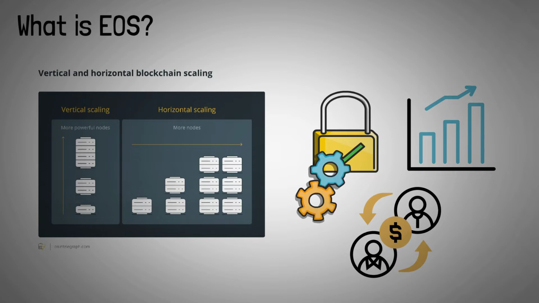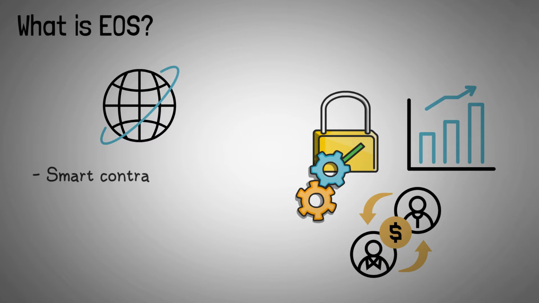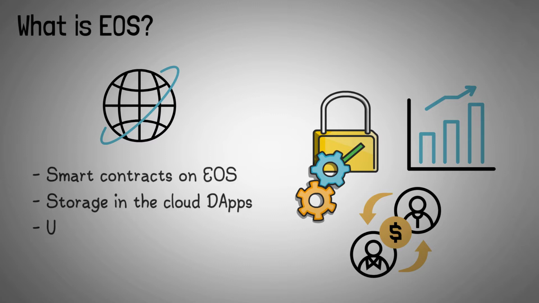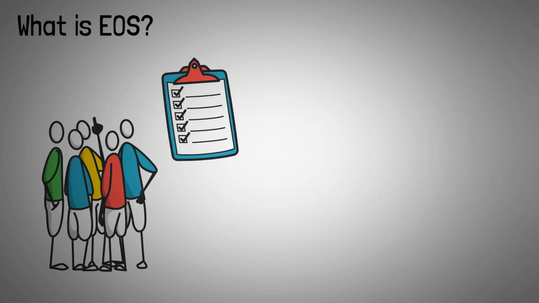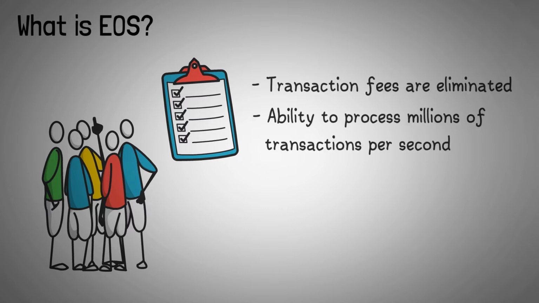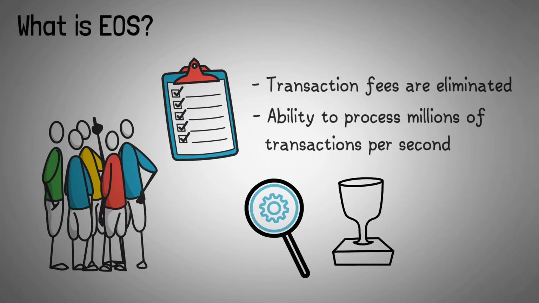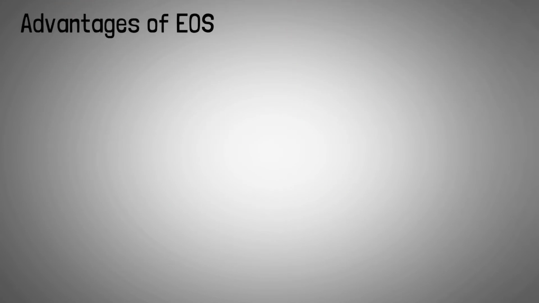It is a fully functional and secure blockchain platform for providing online services like smart contracts on EOS, storage in the cloud, dApps, and user authentication. EOS's creators and advocates have expressly highlighted the platform's most key selling points. Transaction fees are eliminated. The ability to process millions of transactions per second. Before delving into the EOS platform in depth, let's first explore the reasons for its success. So what are the possibilities for EOS? The solution consists of the EOS blockchain platform's technical features, so let's discuss them.